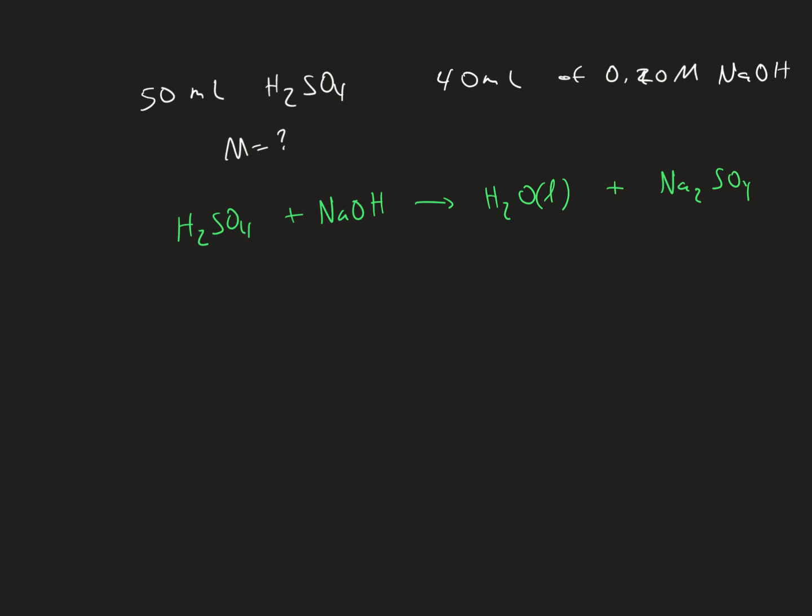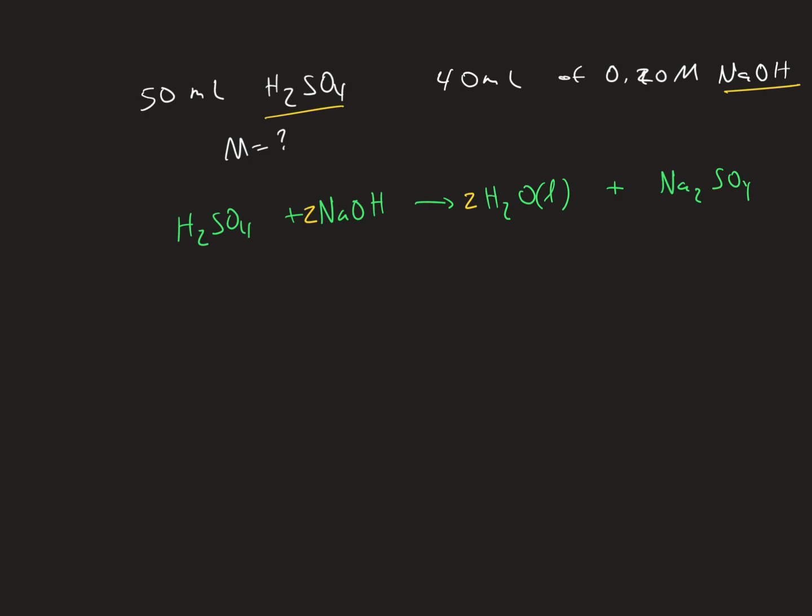So we have to have a balanced equation. How do we know we have to have a balanced equation? We're going from one substance to a different substance. So we have to end up using the mole-to-mole ratio. So if we balance this, we're going to put a 2 right there and a 2 right here, and we should be good. Okay so far?